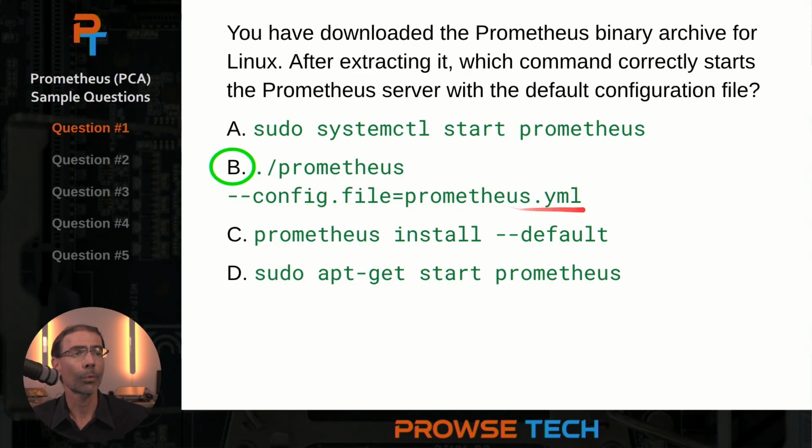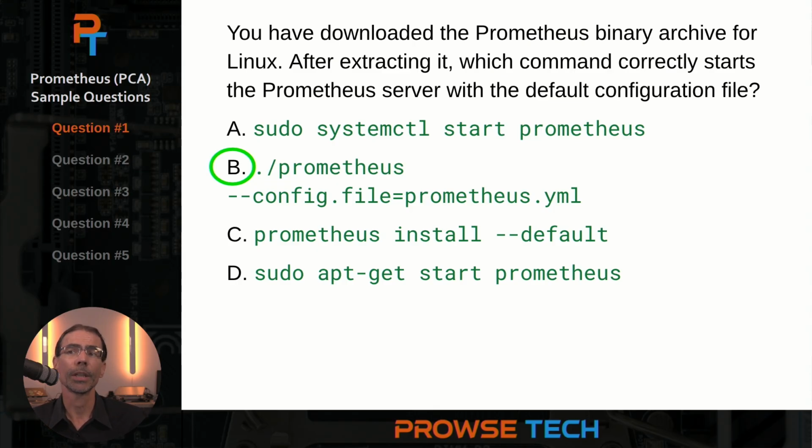But if you ran it this way, it would just run Prometheus normally. The key element in the question is which command correctly starts the Prometheus server. That's what we want. And with the default configuration file, which would be prometheus.yaml by default. All right, so let's start the lab here.